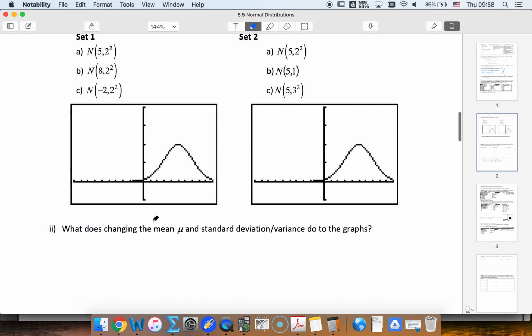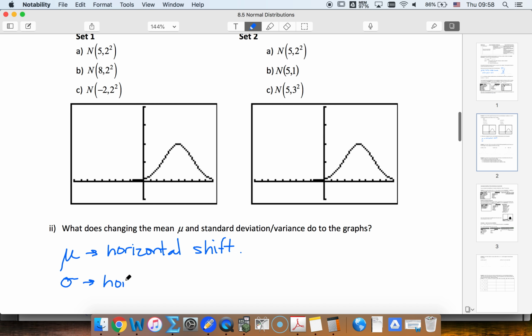So changing the mean causes a horizontal shift. And that makes sense because we said that the normal is centered around the mean. When I change the standard deviation, it causes horizontal stretches. So the greater the standard deviation, the wider the graph. The lower the standard deviation, the narrower the graph. My y-axis values are always going to be less than 1, but again, remember, it's the area under the curve that gives me the probability.